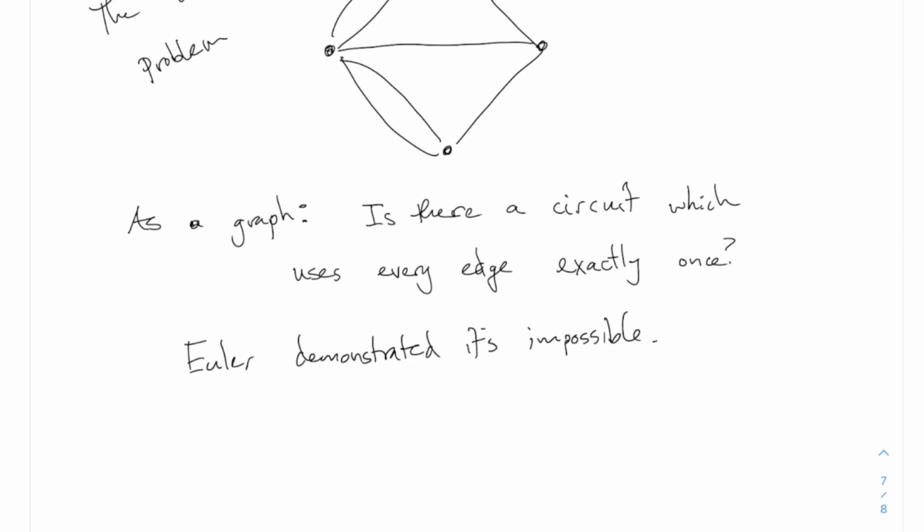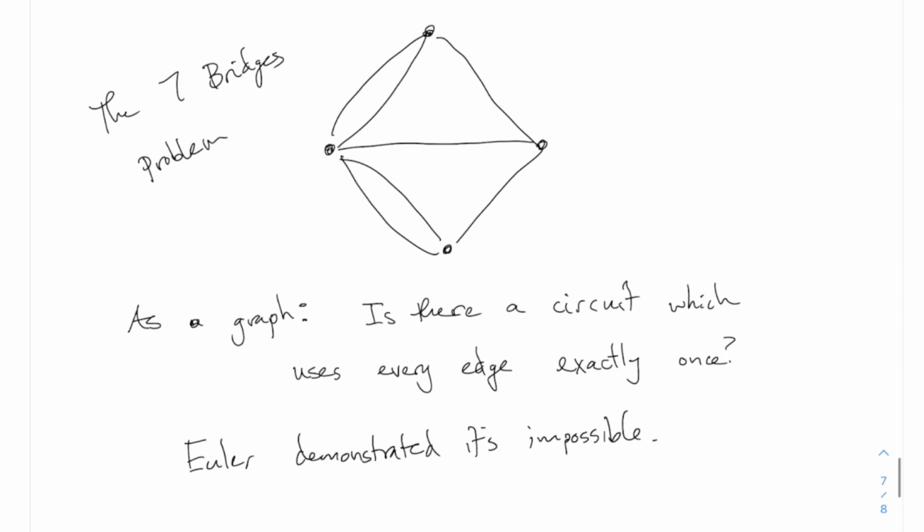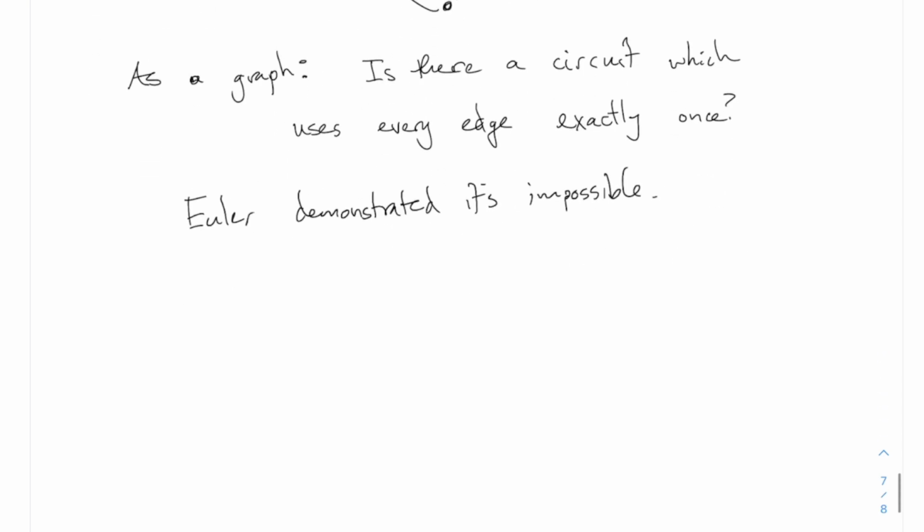Now this sort of 7 bridges problem is kind of a cute example and not terribly important in its own right. It didn't really matter whether this was possible to do or not. But there are other situations in which the same question is actually important. And it's such an important concept that there's a name for it. I'll write this as a little definition. A circuit which uses every edge exactly once. That's what we're talking about here.